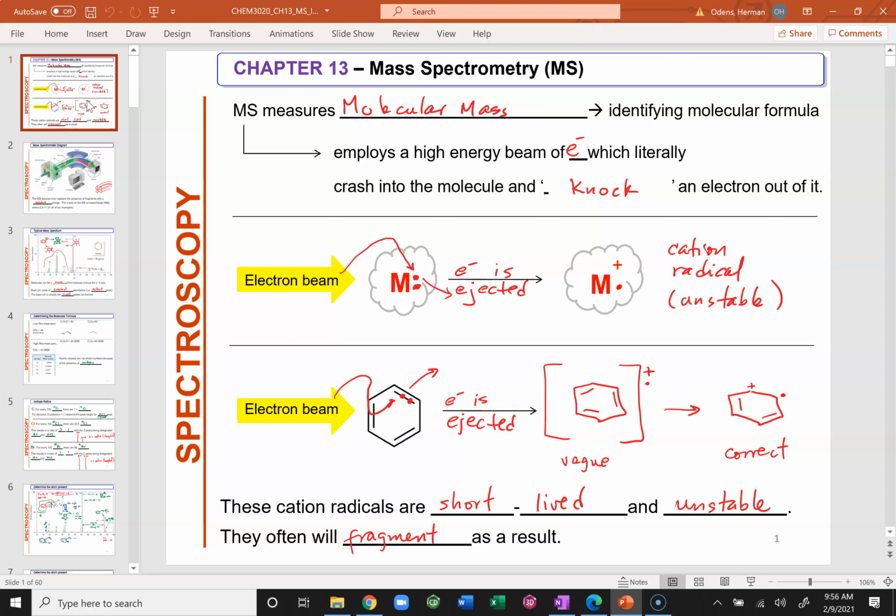this electron beam is going to go ping, take one of them out. And that electron gets ejected, and then you get a plus ion. All right? If you just knock out one electron from your molecule, that is considered the molecular ion. And it's designated as M+.